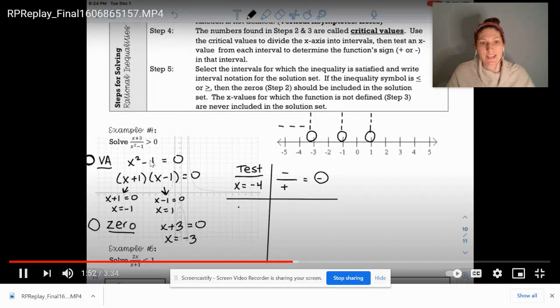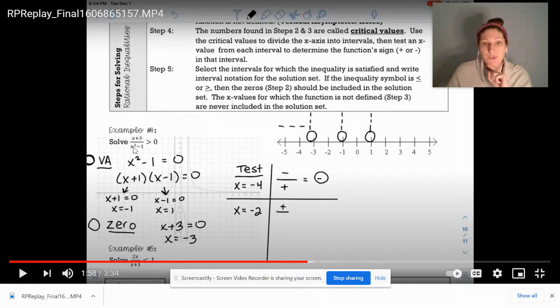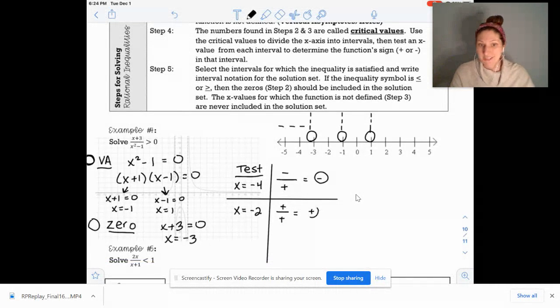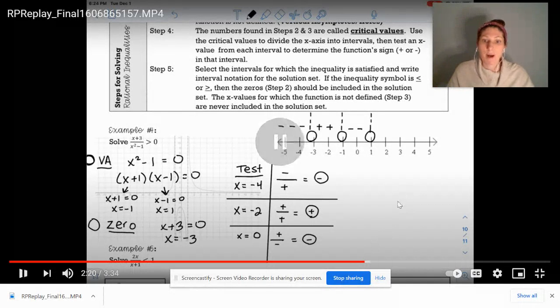Test the next region. I'm going to plug in -2. I plug -2 into the function right here. So -2 plus 3 is positive. -2 squared is 4, and 4 minus 1 is positive, and a positive divided by a positive is positive. So I can label that region with plus signs. In the next region, I'm going to plug in 0. I love when I can plug in 0. So you're going to have 0 plus 3, which is positive, and then 0 minus 1 is negative. And a positive divided by a negative is negative.